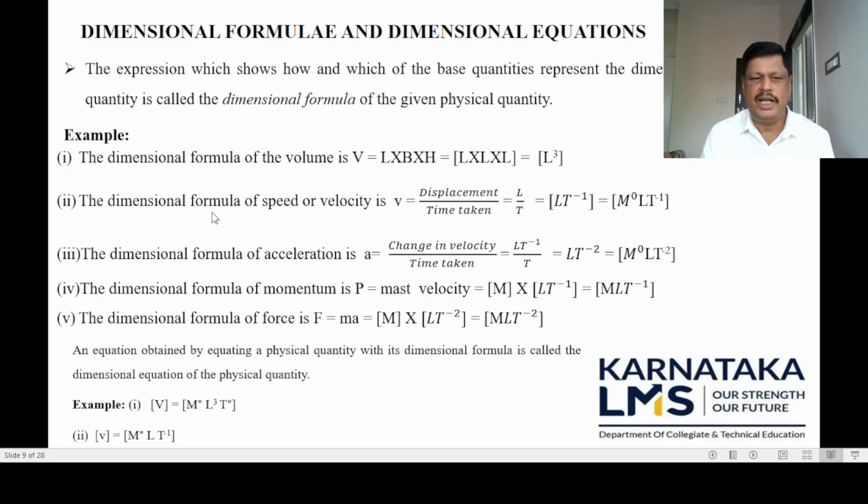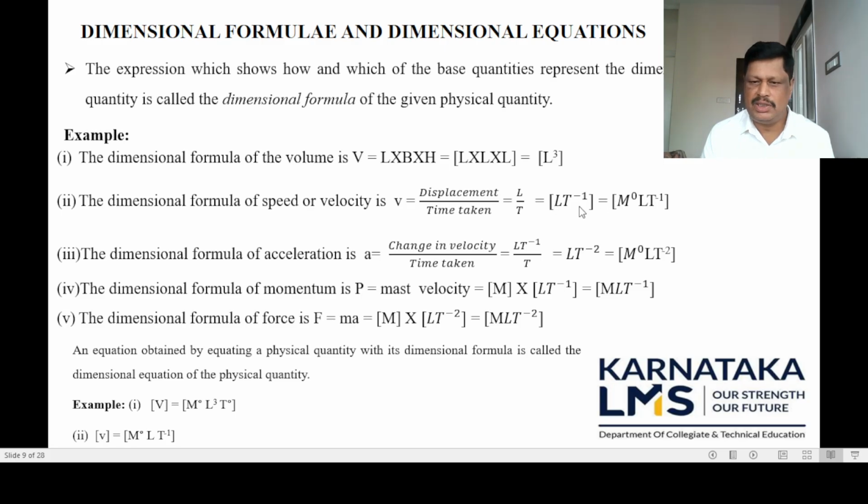Similarly, we can write the dimensional formula of speed or velocity. We know that velocity is defined as the rate of change of displacement. That means velocity is equal to displacement over time taken. Displacement is represented by the dimension L and time is represented by capital T. All dimensions are represented between square brackets. So [L T to the power of minus 1] is the dimensional equation of the velocity.